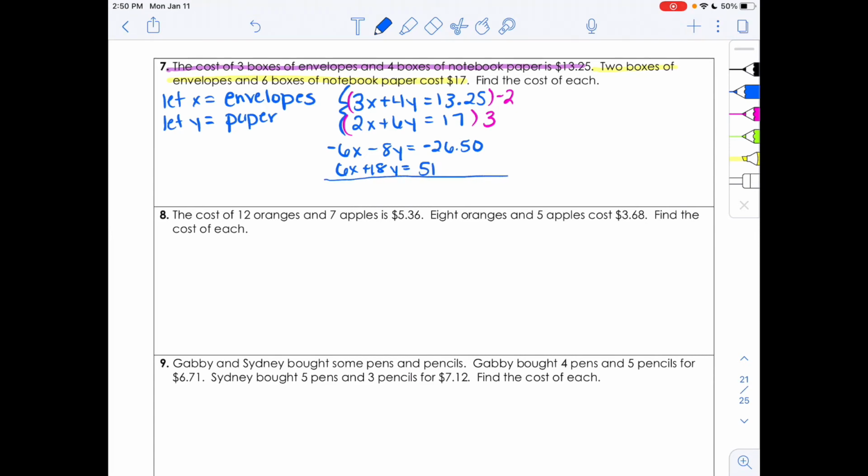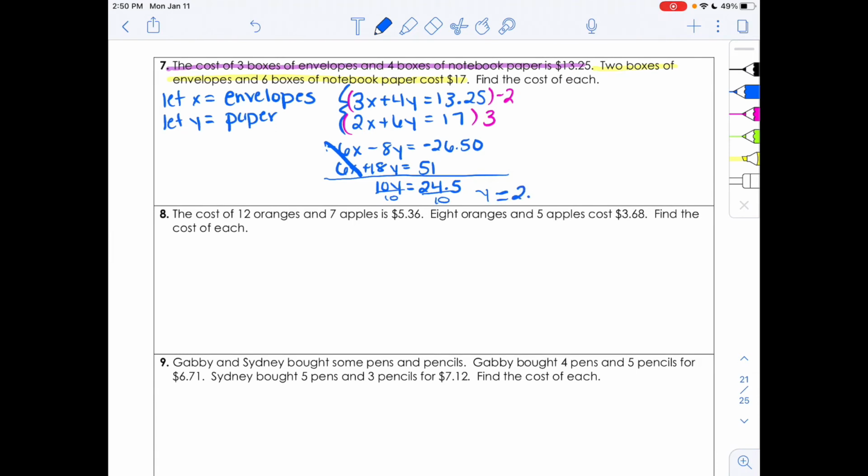And then the way I have it written, I can add to eliminate, because negative 6 plus 6 eliminates my x's. Negative 8y plus 18y is 10y equals negative $26.50 plus 51 is $24.50. Dividing both sides by 10, I find that $24.50 divided by 10 equals $2.45. So what this has helped me find is my y, which we said at the original was my paper.